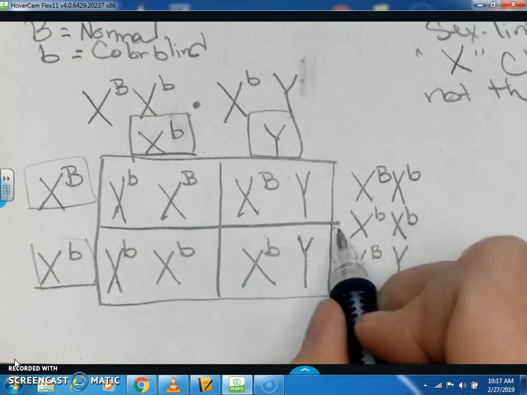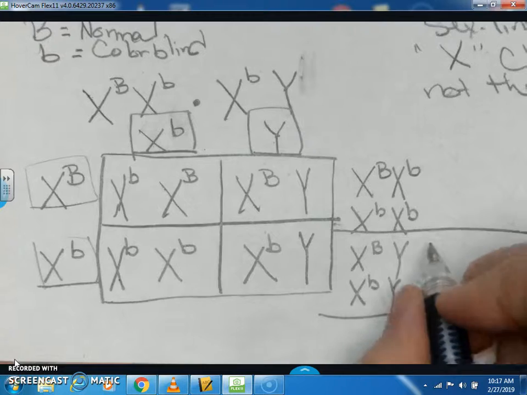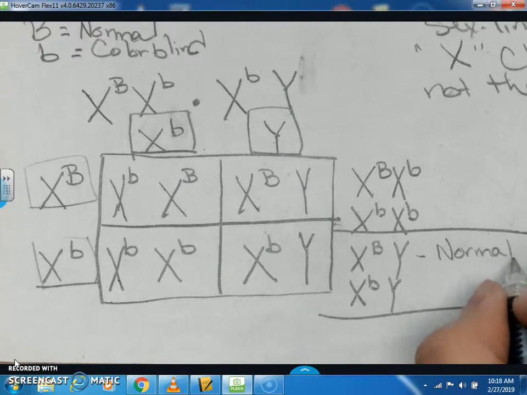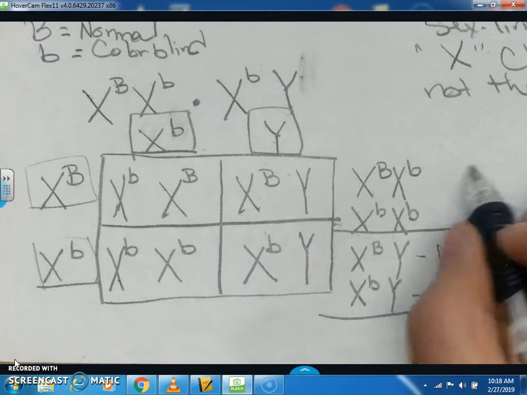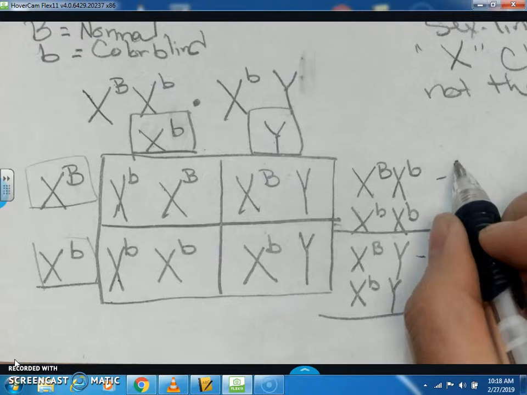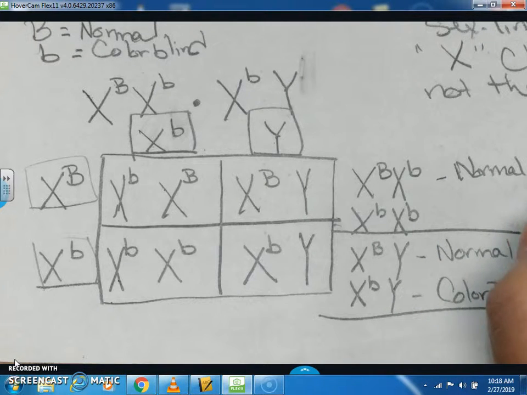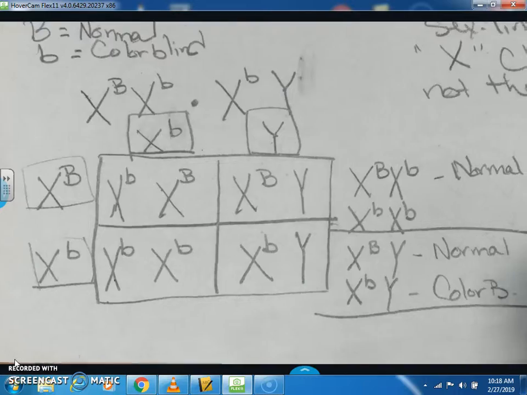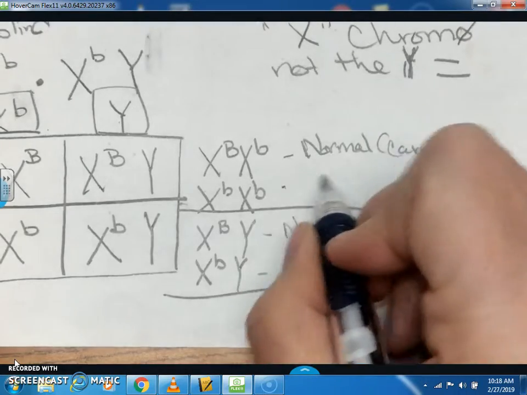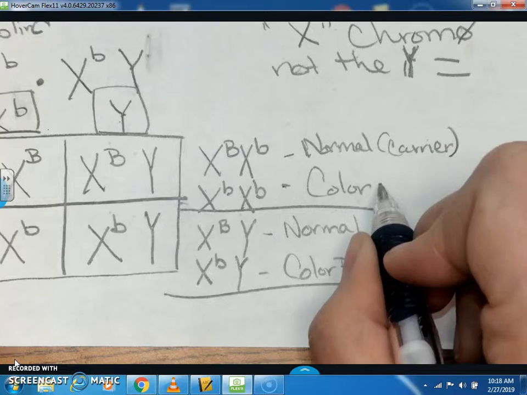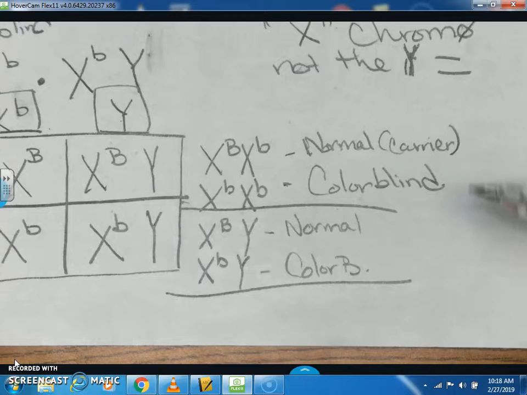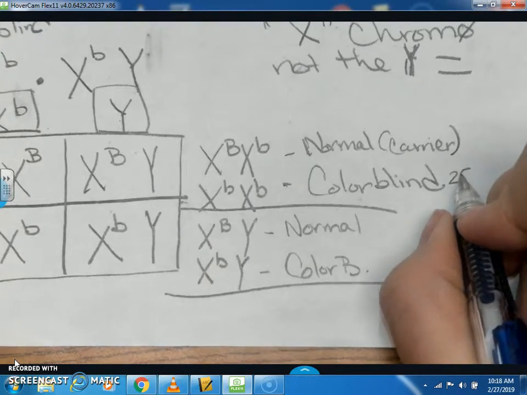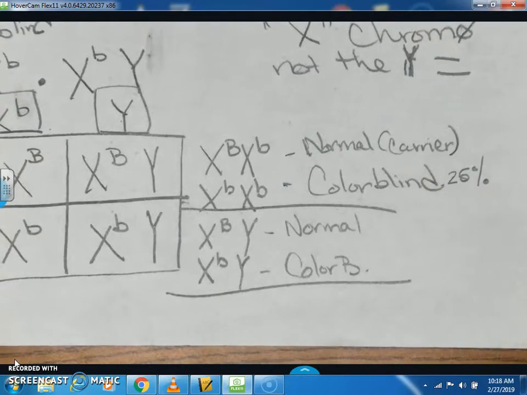Let's talk about our boys just for a second. Here's our boys. This one is normal, and this one is colorblind. And out of our girls, this one is normal, but she's a carrier, meaning she can pass it on to her kids. And this one is colorblind. So girls being colorblind is extremely rare. And it can happen. Don't let people tell you it can't. It can. But as you can see, there was only a 25% chance that they would have a female.